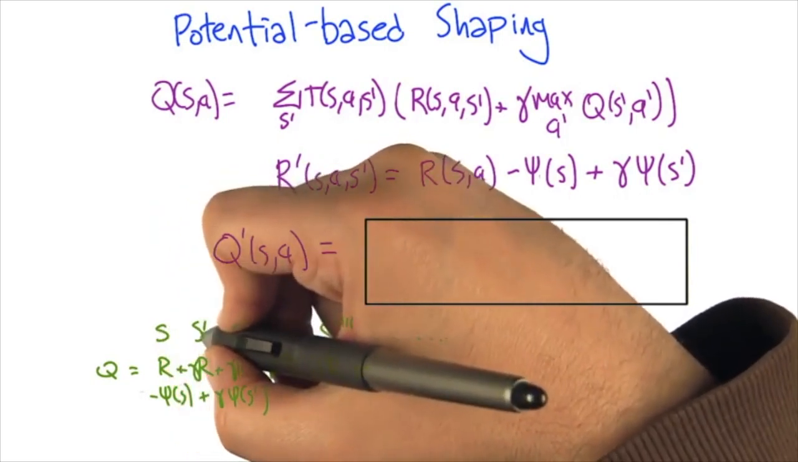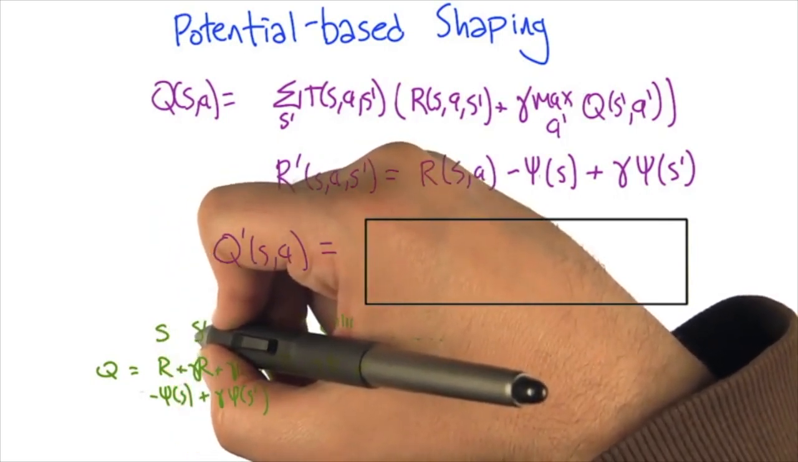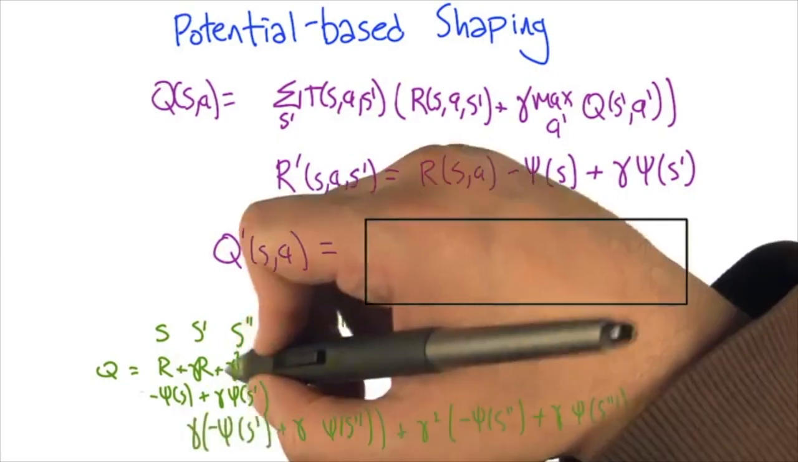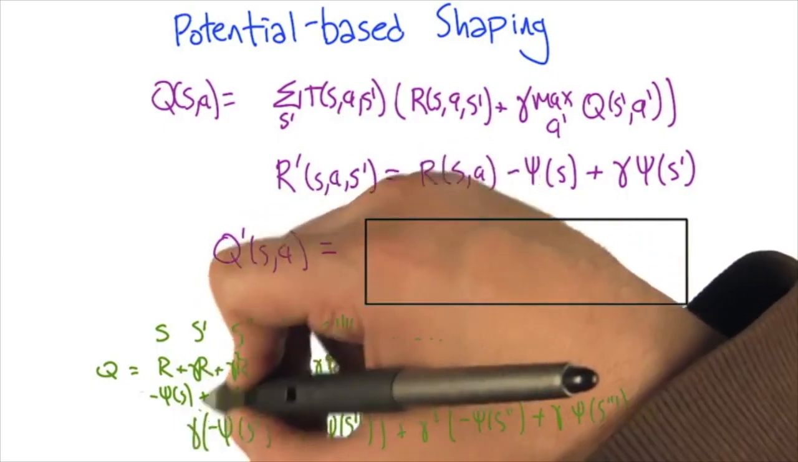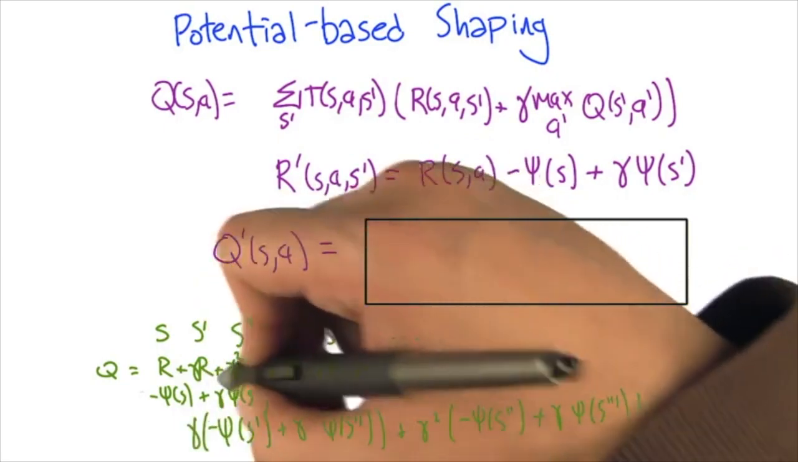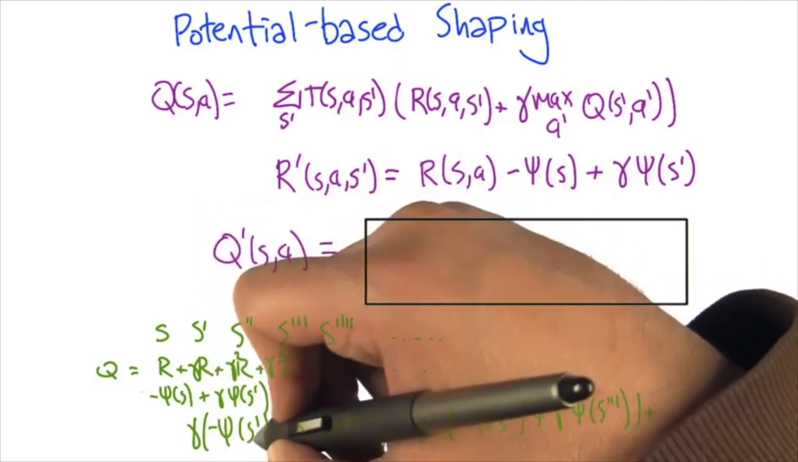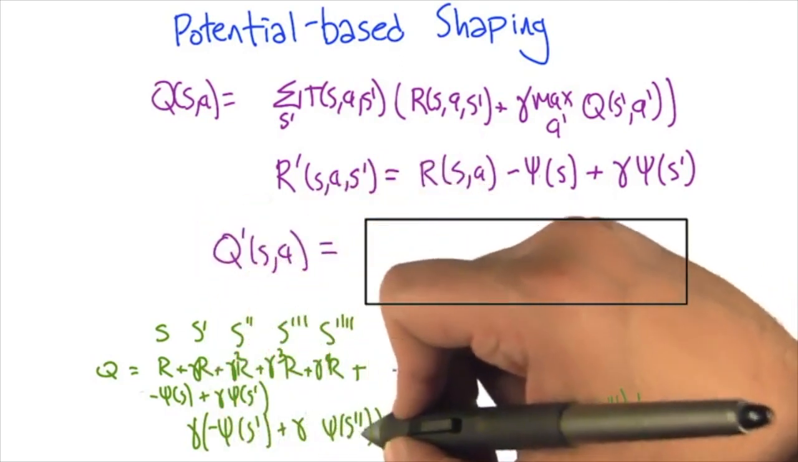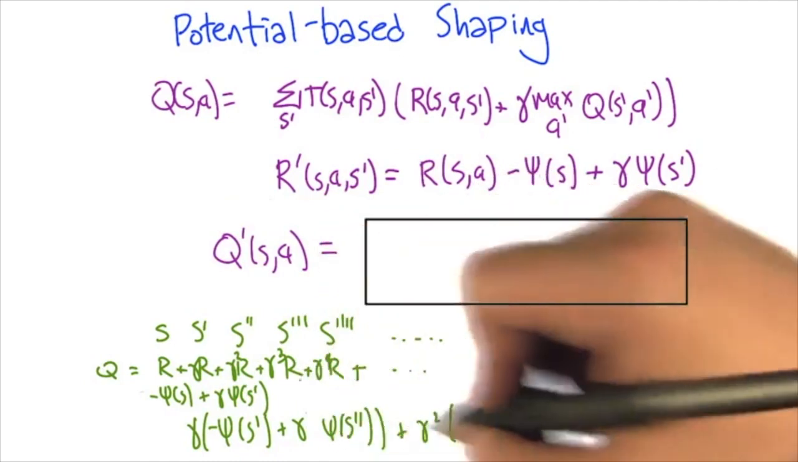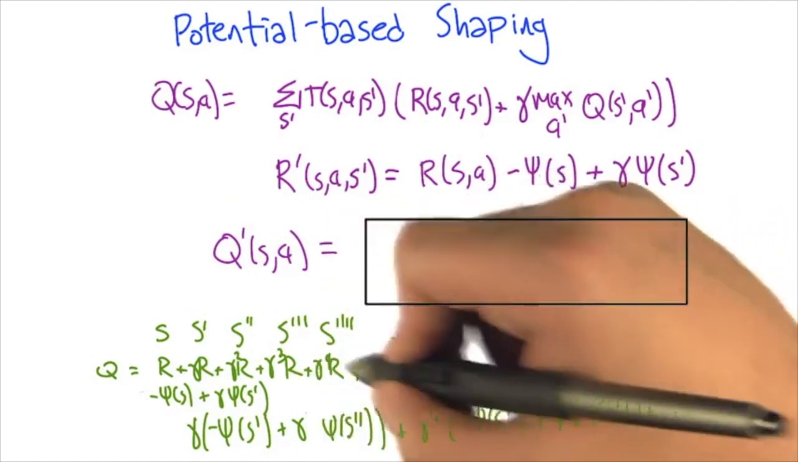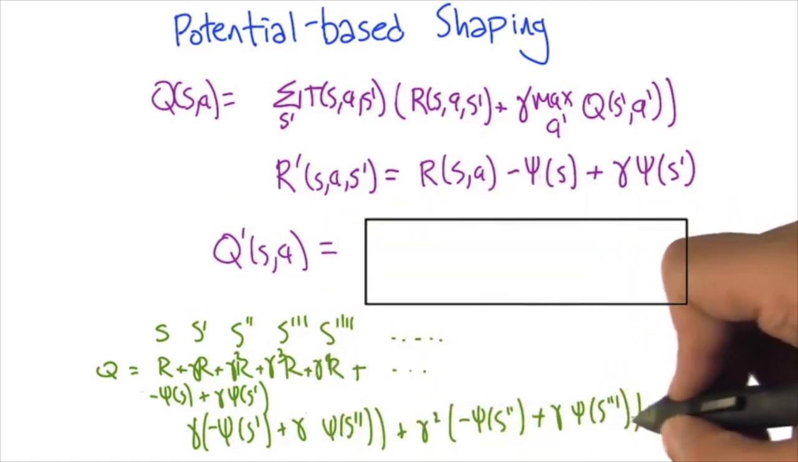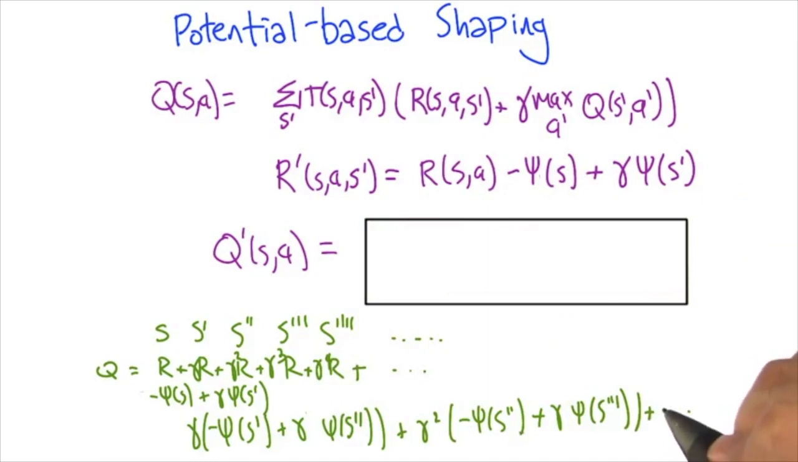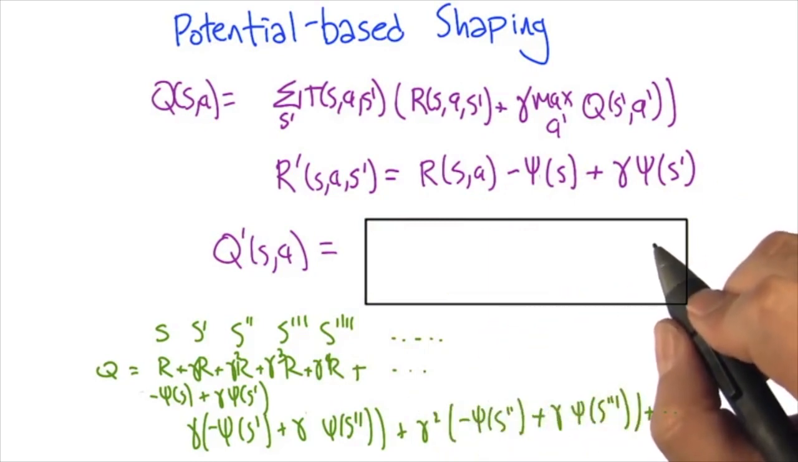But we'll also have to add it in for the transition from S prime to S double prime. So the second reward is gamma times whatever the reward used to be, minus psi of S prime, plus gamma psi of S double prime, and so on. Each of these rewards is going to get replaced by what it was, plus the discounted psi minus the psi. Right. So writing that down confirmed my thought.